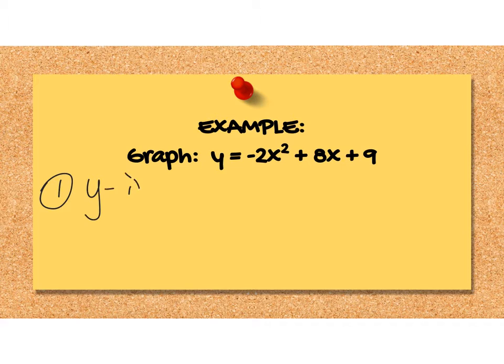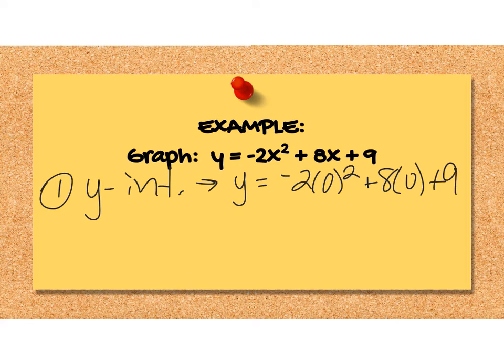Y-intercept. So my y-intercept is when x equals 0. So I'm going to go ahead and put a 0 in for all of these x's. And as you know, that's 0, so 9. Now, if you're saying, why do I need to go through this? I already know that that's going to be my y-intercept. Okay, that's fine. But in case you didn't, now you know why it's 9.